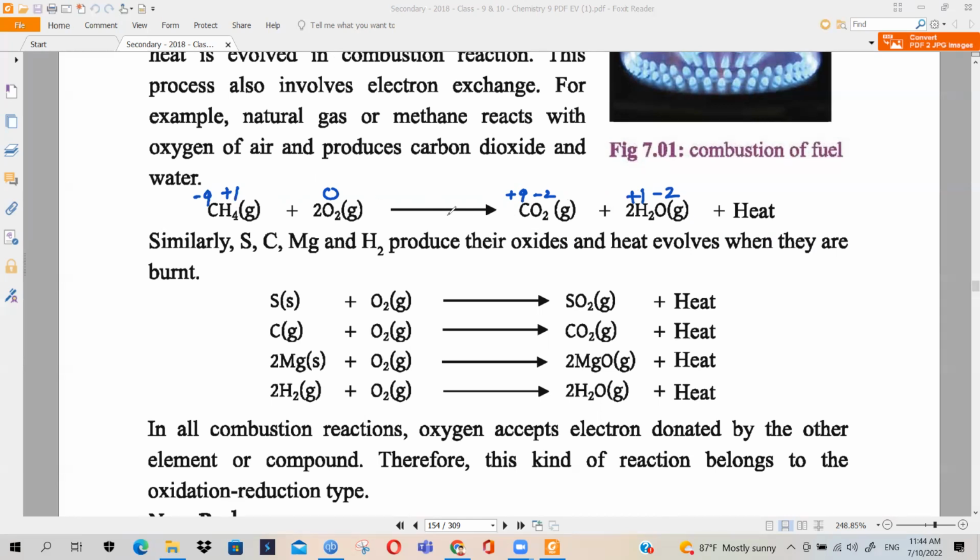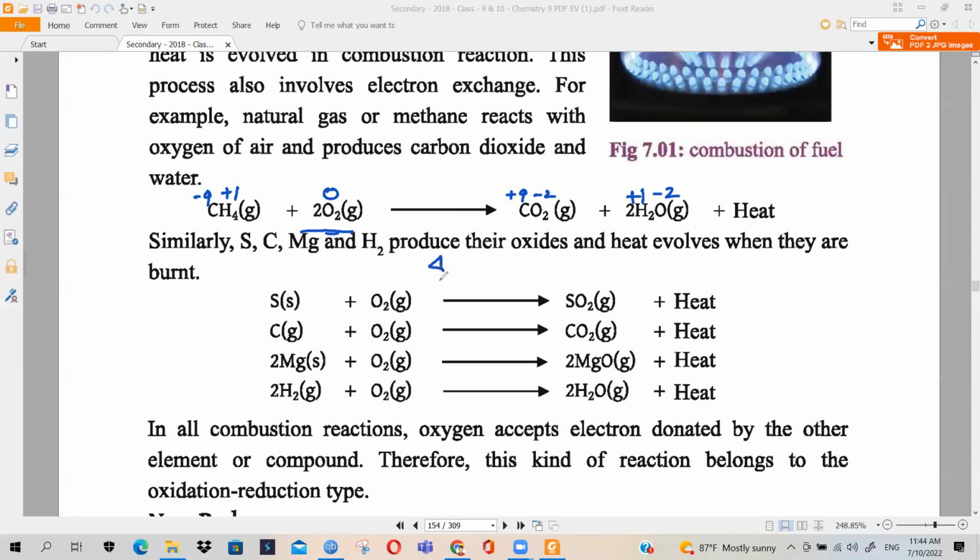And in the case of oxygen, it was 0 and it has turned to -2, in both cases. So the oxidation number of oxygen has changed to -2. But here's the thing. We had 4 oxygens at the very beginning, and we have 2 and 2, 4 oxygens at the end as well. So let's see how this equation will work.